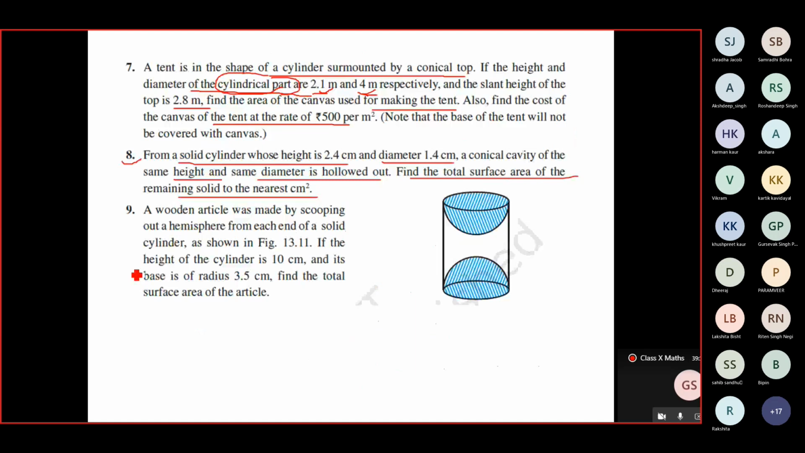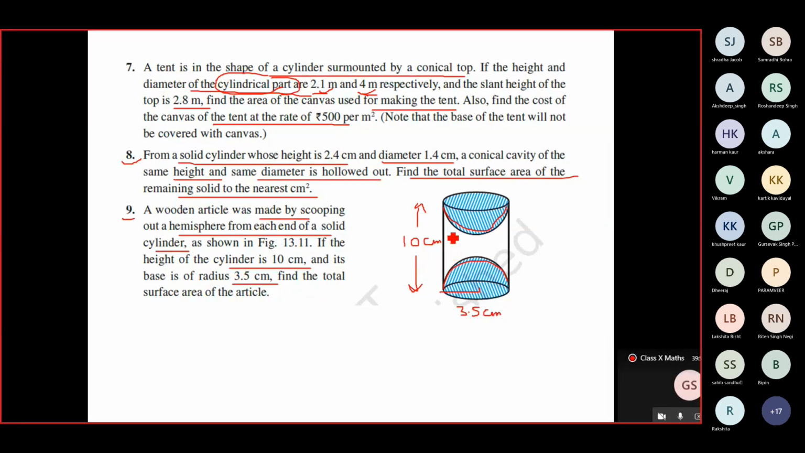Now let us move to the last question of this exercise. A wooden article was made by scooping out a hemisphere from each end of a solid cylinder. This is the wooden article: it is kind of a cylinder, but you have scooped out two hemispheres on the two ends of it. If the height of the cylinder is 10 centimeter and the radius is 3.5 centimeter, find the total surface area of the article.